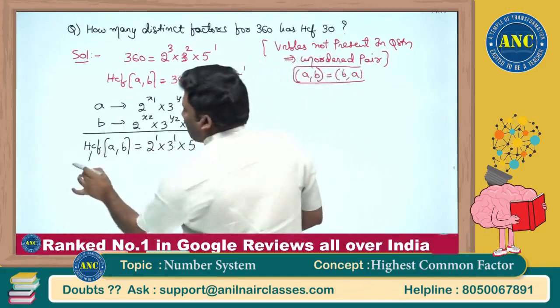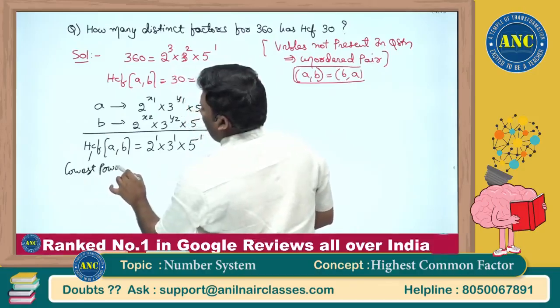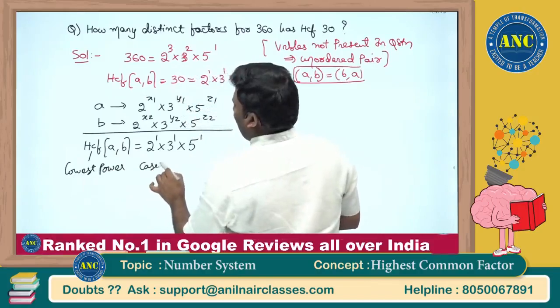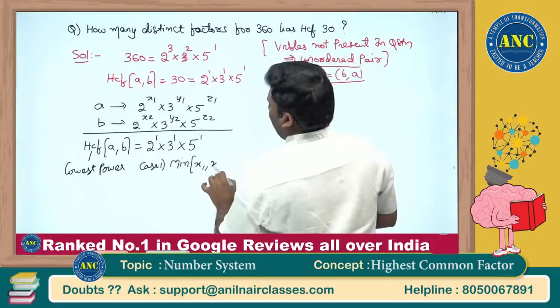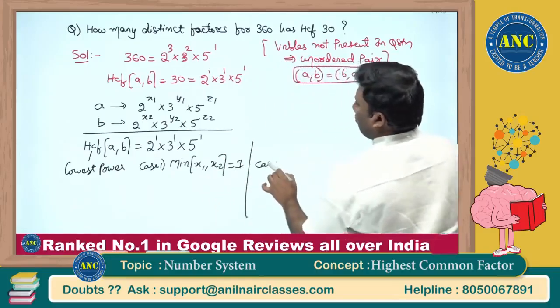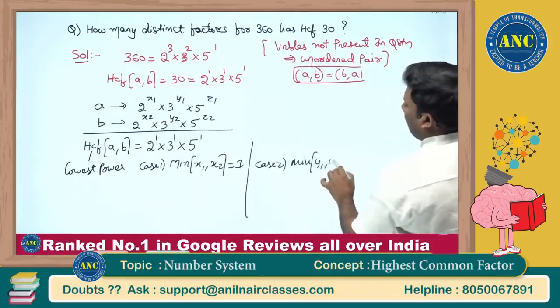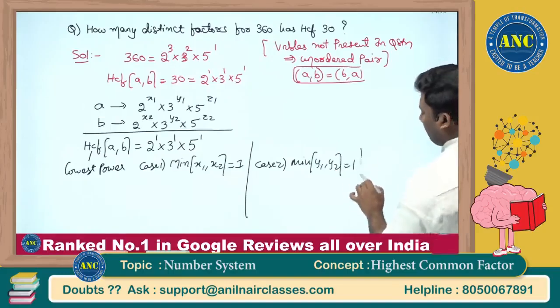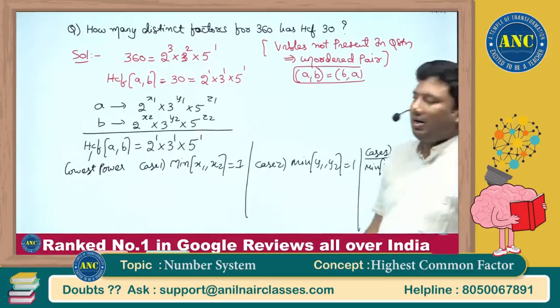HCF always takes the lowest power of the given prime basis. Case number 1: minimum of x1 and x2 has to be 1. Case number 2: minimum of y1 and y2 is 1. Case 3: minimum of z1 and z2 should be 1. I hope the idea is clear.